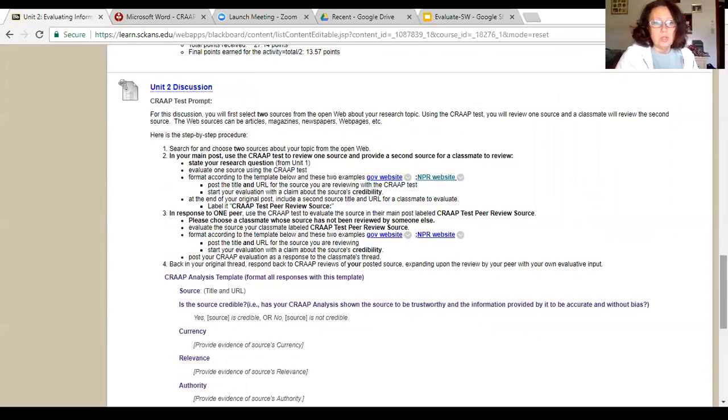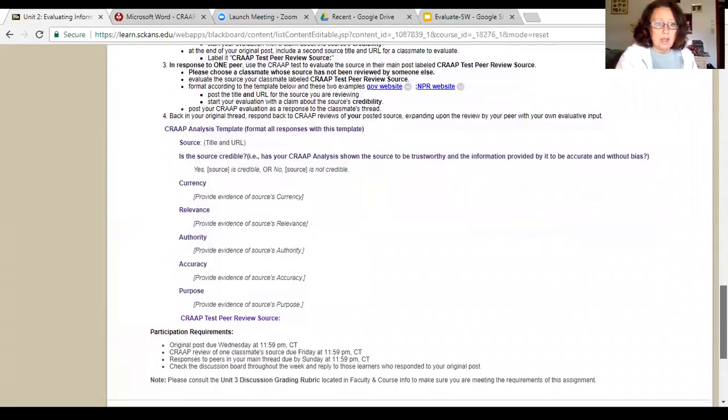From there, you are going to take one of those sources and evaluate it using this template, where you're going to put the source title and URL. You're also going to put your research question so that everyone can see what the focus of your topic is. And then, is the source credible? So you're going to look at currency, relevance, authority, accuracy, and purpose.